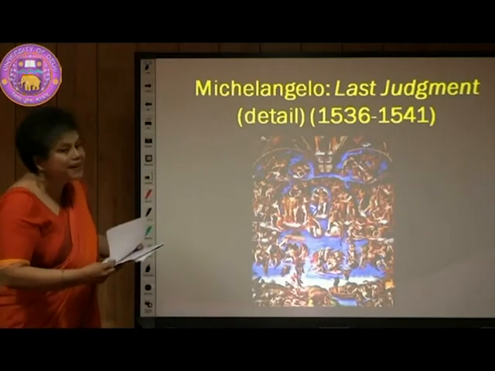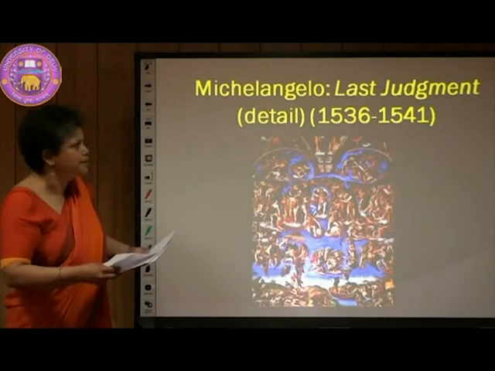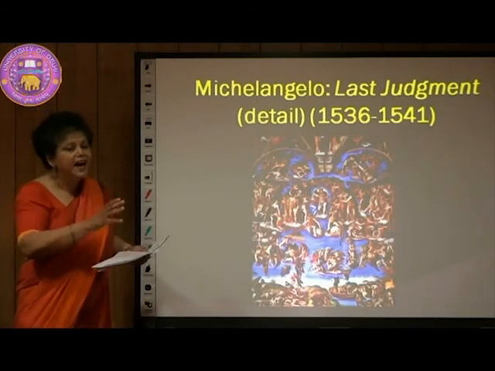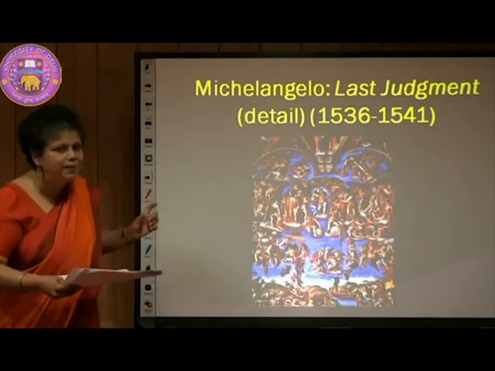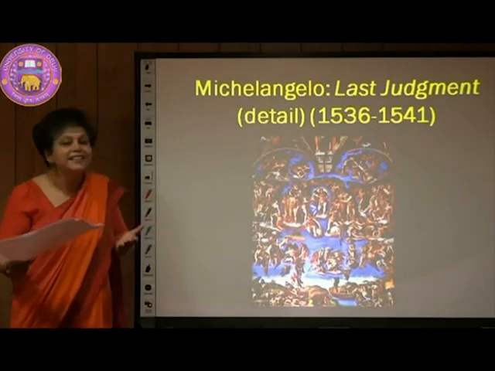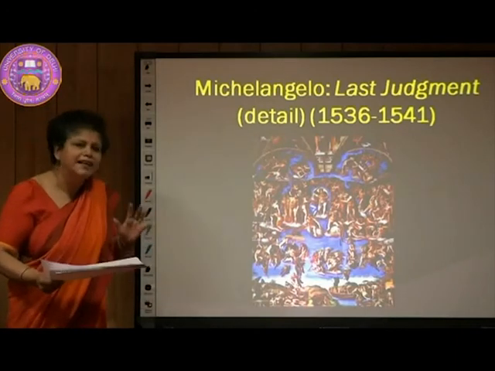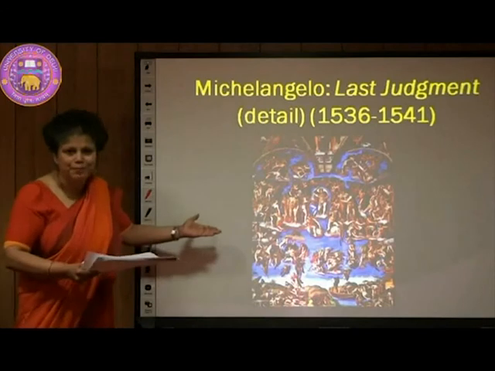And this is Michelangelo's masterpiece, The Last Judgment, a detail of it in the Sistine Chapel. 1536 to 1541 are the years that it took Michelangelo to complete this. He is painting frescoes when he's actually trained as a sculptor and a painter. He says, I've been given a commission to do work that I'm not familiar with. And look what he produces.